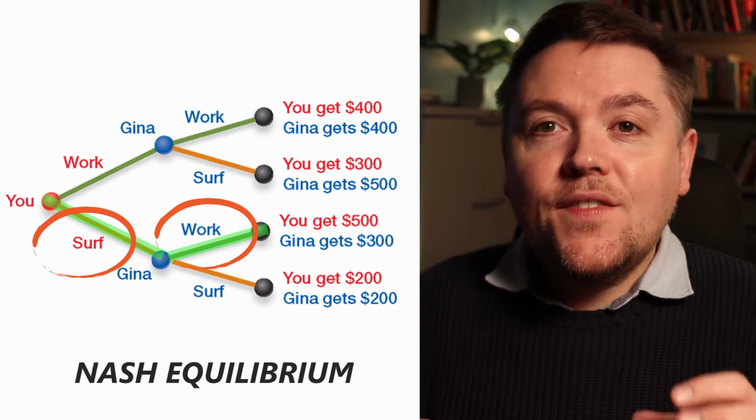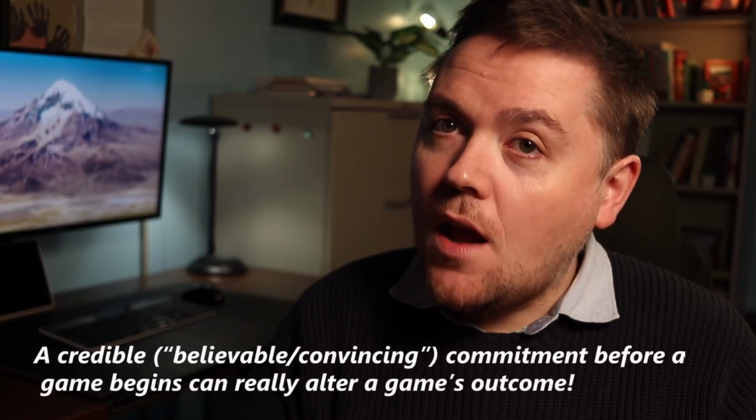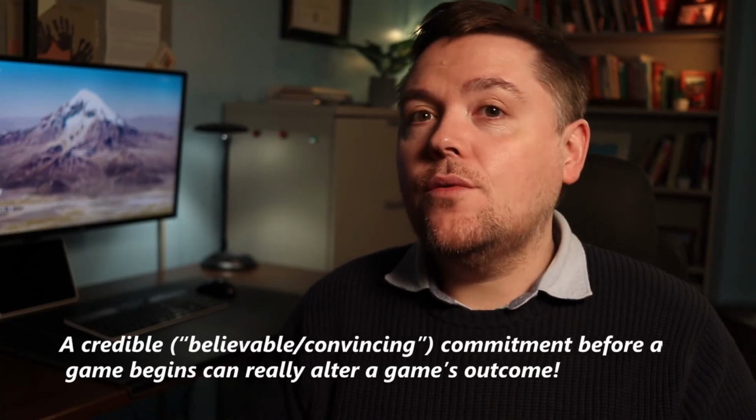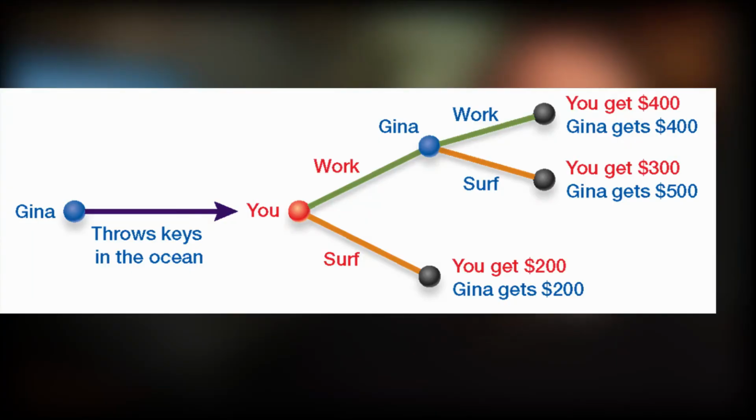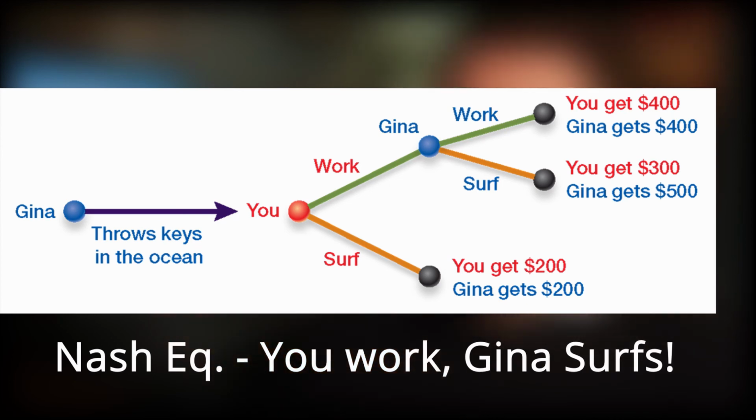Of course, if Gina could somehow credibly commit to not working, let's say she threw the keys to your workplace in the ocean, then you would have a very different outcome, as you can see now on screen. Finally, notice that if you draw this game in normal form and assume that the decisions are made at the same time rather than sequentially, you can get different outcomes and more than one equilibrium. I encourage you to try that on your own.